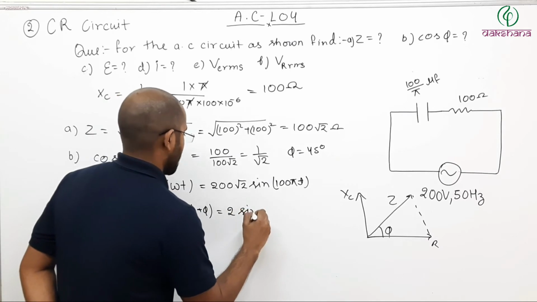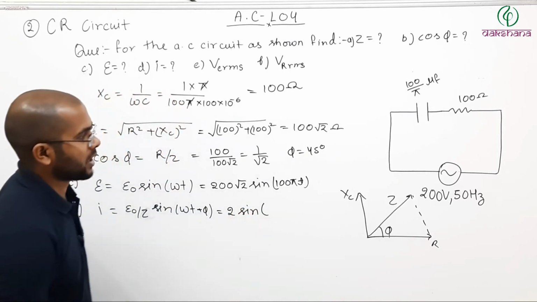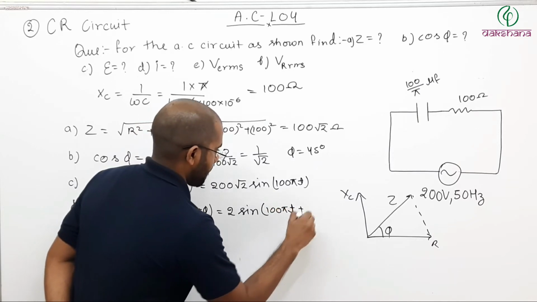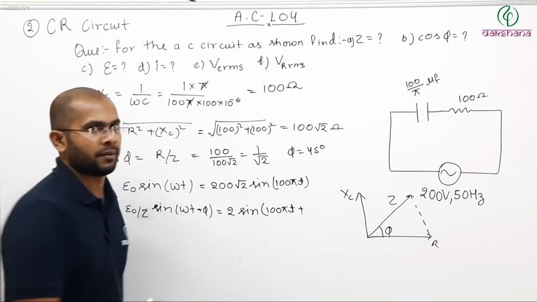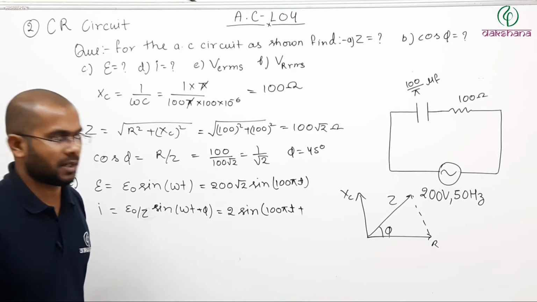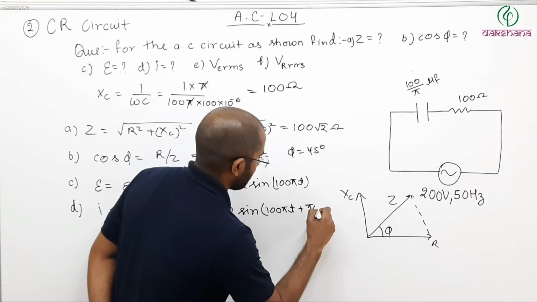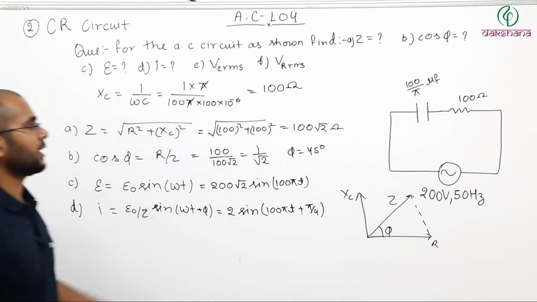2 sine of omega t. What is omega? Omega is 100 pi. 100 pi t plus, what is phi? Phi is 45 degrees. 45 degrees is nothing but pi by 4. Correct. So pi by 4. So that is your current.